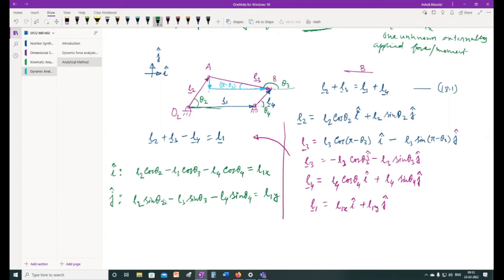But you see, we have two equations, and at this point we have three unknowns: theta 2, theta 3, and theta 4. But in an actual case, one of the angles will be given to you. Suppose it is asked that when theta 2 is 30 degrees, find the angular velocity of this link and the accelerations. The quantities related to one link will be given to you. So when one of the angles is given, then you have two equations and two unknowns, and you can solve them.